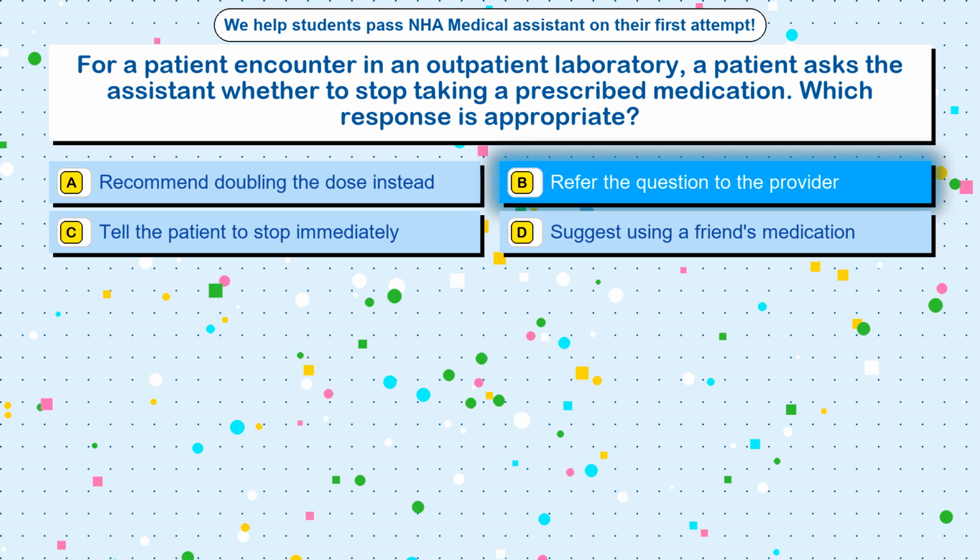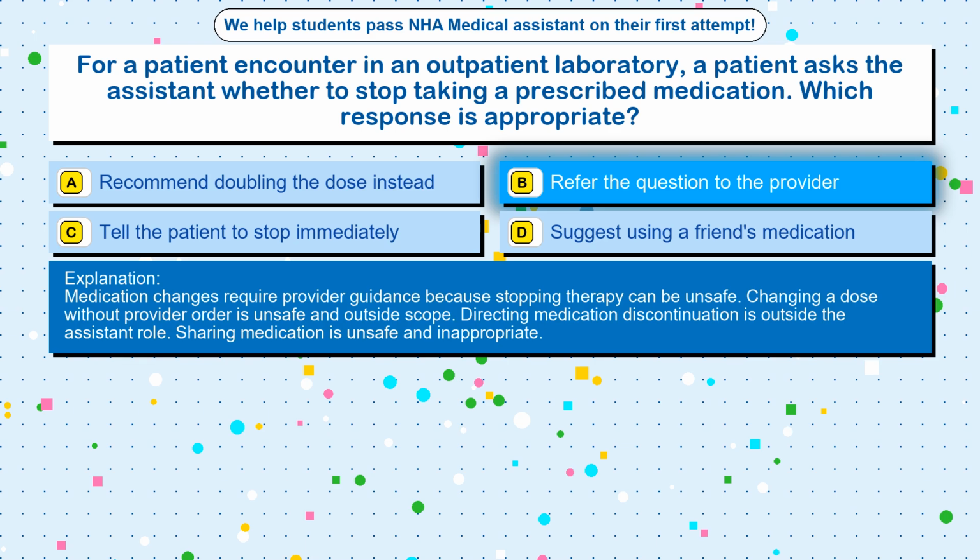The correct answer is option B. Refer the question to the provider. Medication changes require provider guidance because stopping therapy can be unsafe. Changing a dose without provider order is unsafe and outside scope. Directing medication discontinuation is outside the assistant role. Sharing medication is unsafe and inappropriate.